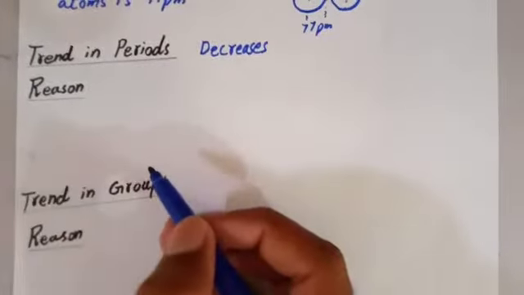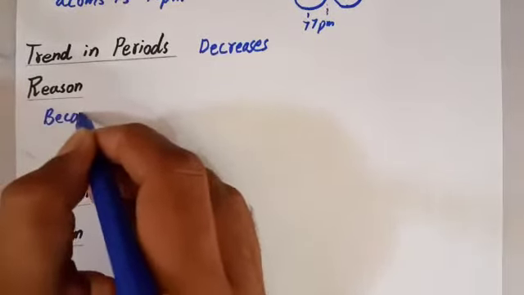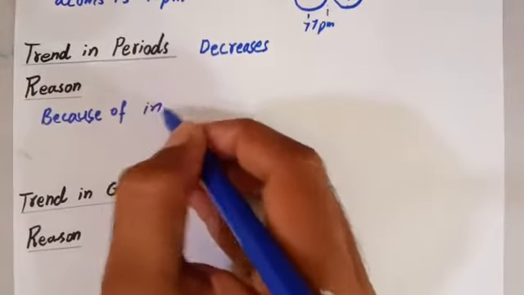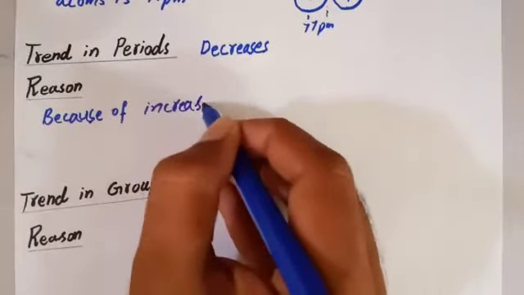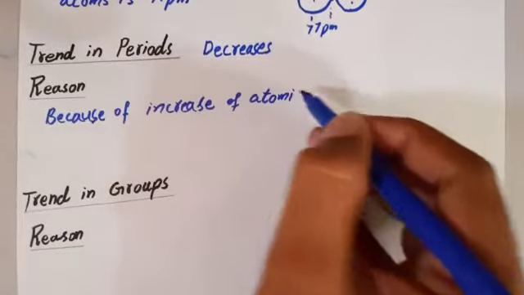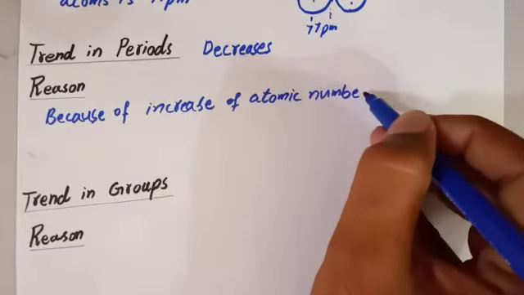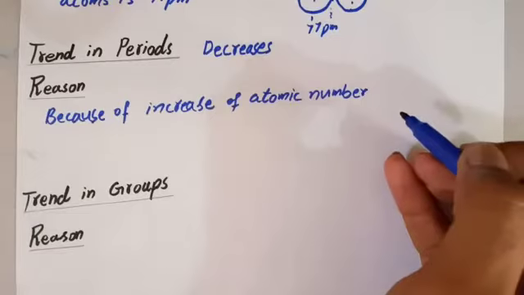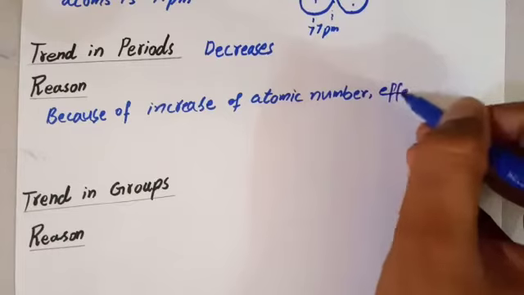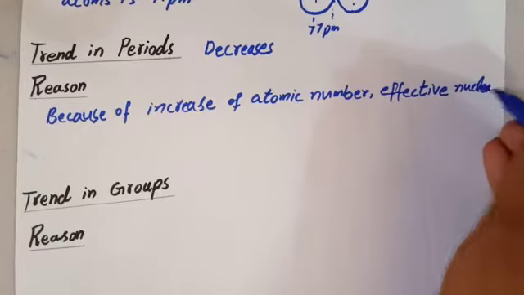Why does it decrease? It decreases because of the increase in atomic number. As we know, in a period the atomic number increases regularly. Atomic number means addition of protons. So because of the increase of atomic number, the effective nuclear charge also increases.